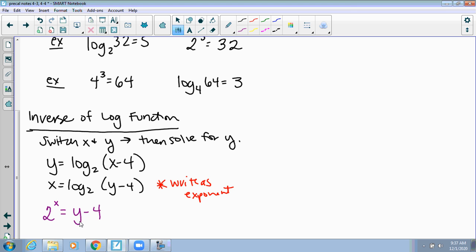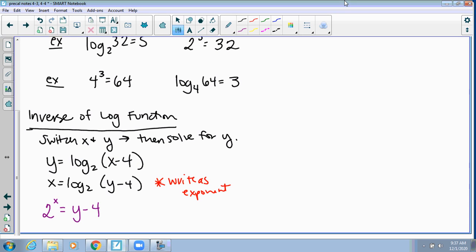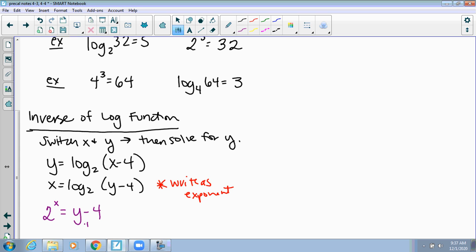Then if I want to get the y by itself, all I have to do is add 4 to both sides, and then you get the y alone. So plus 4, and y equals 2 to the x plus 4. So that is the inverse of this function. So if we were to graph 2 to the x plus 4 and switch all of our x's and y's, we would get the log function there.